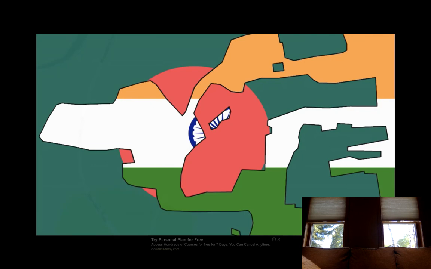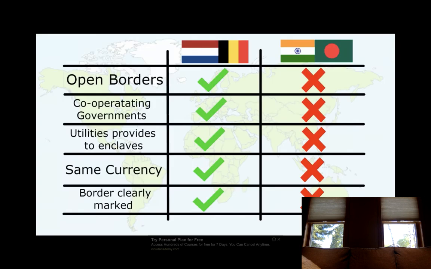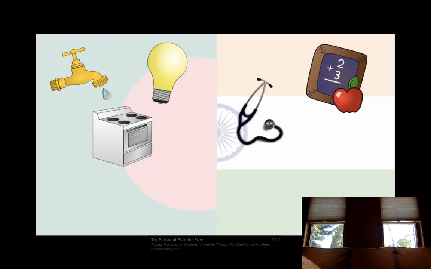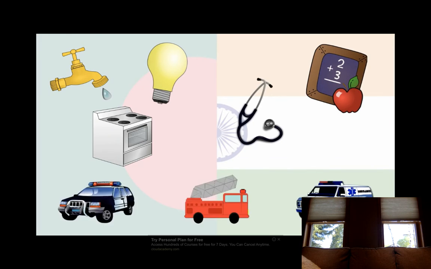But as ridiculous as this is, unfortunately it's actually a very serious issue and completely different from the situation in Europe. India and Bangladesh don't have open borders, so for the 50,000 people living in the enclaves, they're basically trapped. The governments don't provide anything for them, so they don't have access to basic life essentials such as running water, electricity, or gas, and there's no schools or hospitals within the enclaves, and the emergency services won't cross any borders, so crime is extremely prevalent.